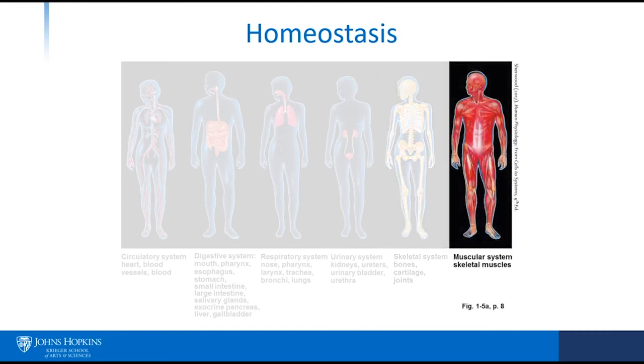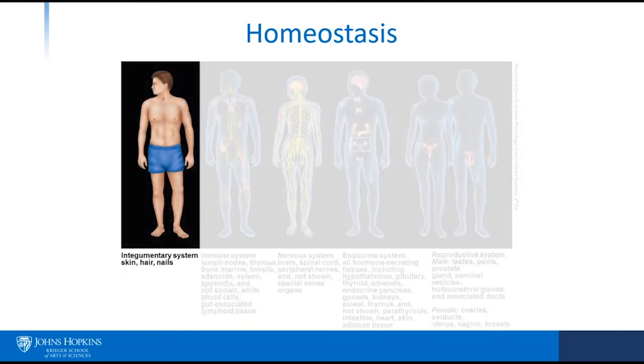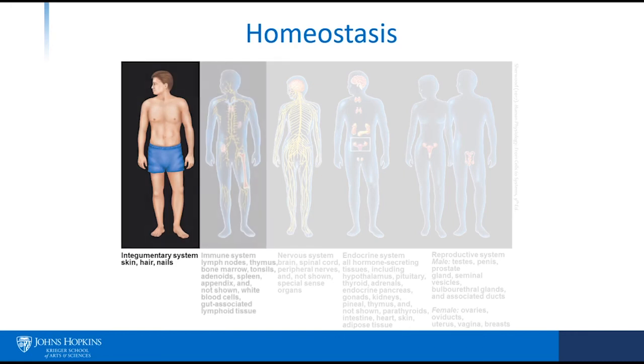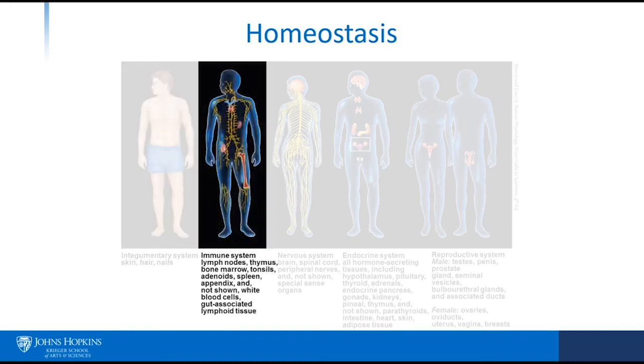The muscular system is responsible for directed body movement. The integumentary system includes the body's largest organ, the skin. This system keeps water inside your body and pathogens out. The immune system bolsters the integumentary system by fighting off pathogens that do make it into the body and includes the lymphatic system, the bone marrow, and various smaller organs.